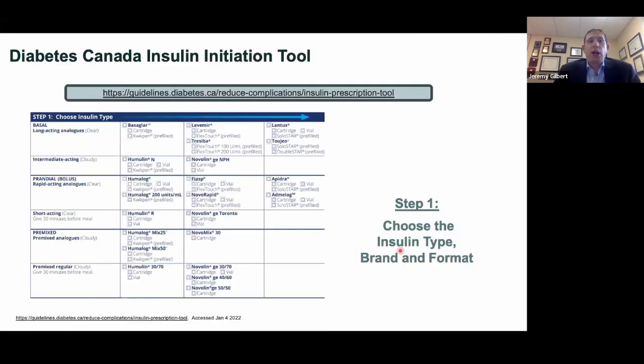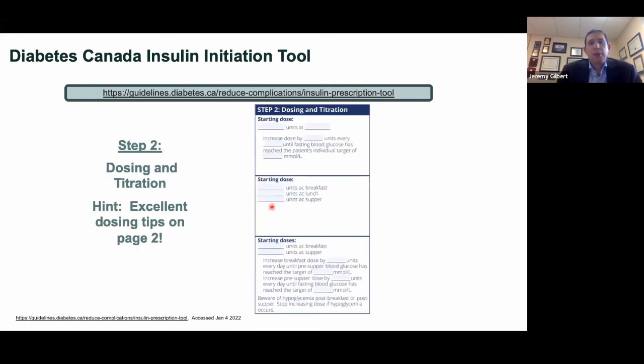A big call out to our Diabetes Canada insulin initiation tool. This is currently updated even from this slide on the guidelines, so please use the prescription tool. They do include the biosimilar insulins and the newer second generation insulins. Step 1 is to choose the insulin type, and the brand and the format. Again, this is in the section on practical considerations, and I do love the Diabetes Canada insulin initiation tool as a user-friendly format for starting insulin. You simply select the type of insulin, then you give a dosing and titration regimen. There are excellent dosing tips as part of the prescription tool, and then you can titrate appropriately.